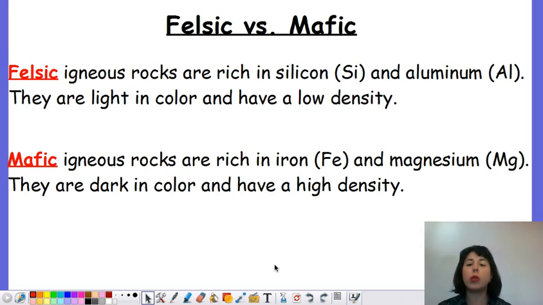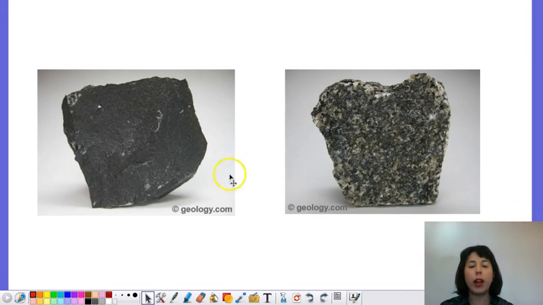Mafic igneous rocks are rich in iron and magnesium, and this causes them to have a dark color and a high density. So right here I have some basalt and some gabbro, and we can see right here the dark color. We also know from when we did our lab that they're very dense. In addition, they have this because of the minerals present. They have olivine and pyroxene present that gives them that density and dark color.